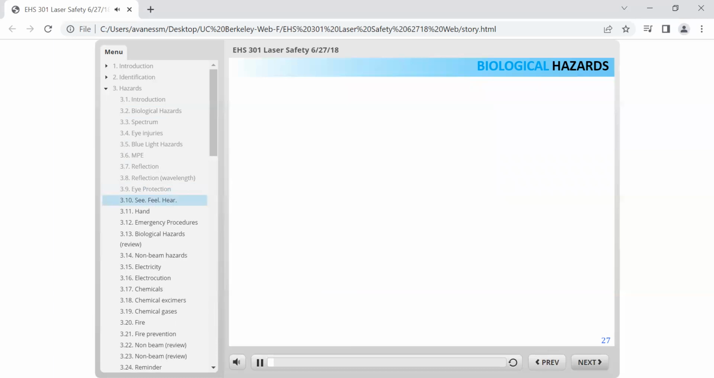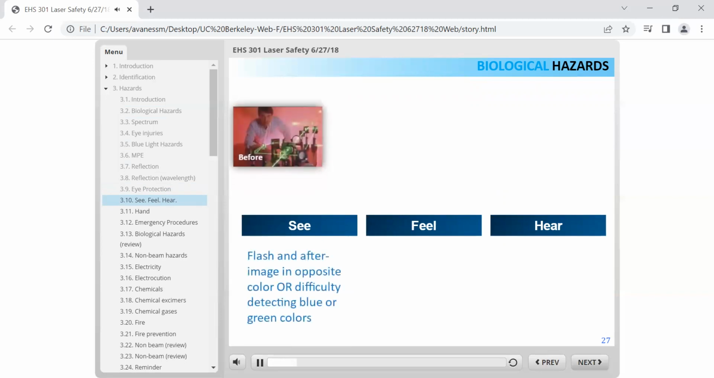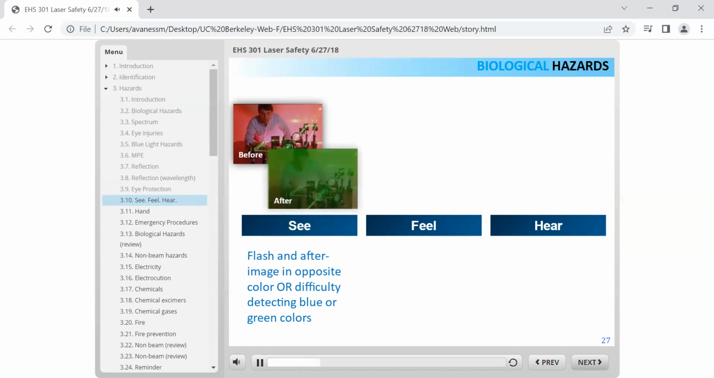Use your senses to check for eye injury. There are different effects on sight, feeling, and hearing. Exposure to a visible laser beam can be detected by a bright color flash of the emitted wavelength and an after image of its complementary color. For example, a green laser would produce a green flash followed by a red after image.